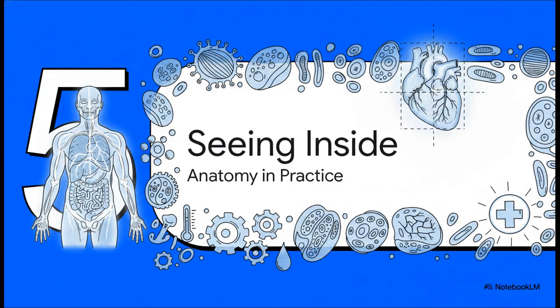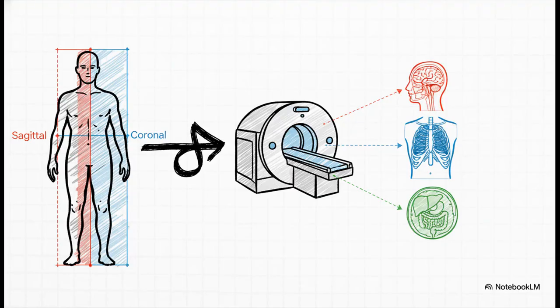Okay, let's put it all together now. How does all this foundational knowledge, the planes, the organization, homeostasis, the tissues, how does it actually help save lives in the real world? Well, remember those anatomical planes we talked about? They are not just some abstract concept in a textbook. They are the literal blueprint for medical imaging. A CT scan, an MRI, an X-ray, it's just a machine taking a picture of the body along one of those exact planes. It's how we find a disruption to homeostasis without ever making a single cut.